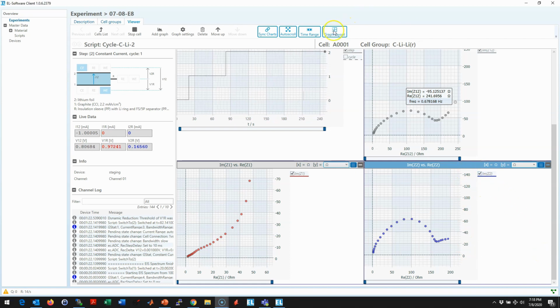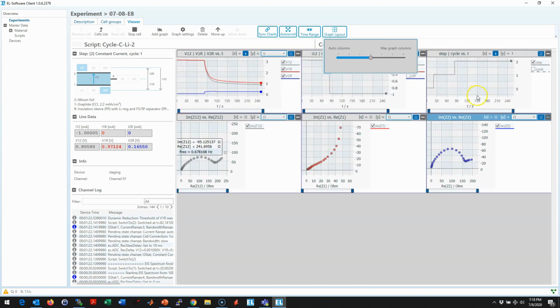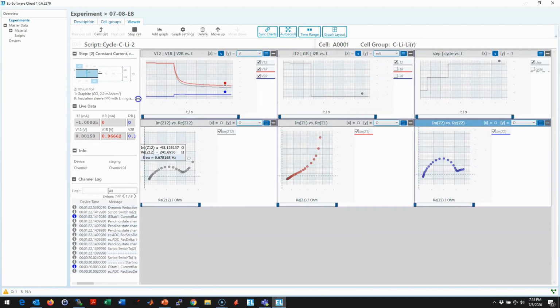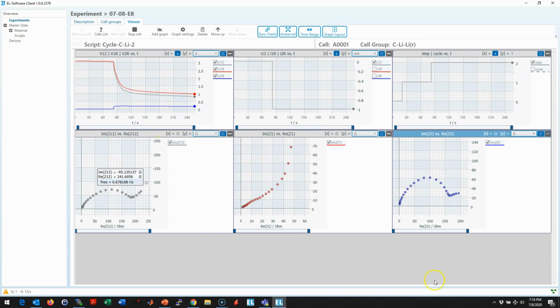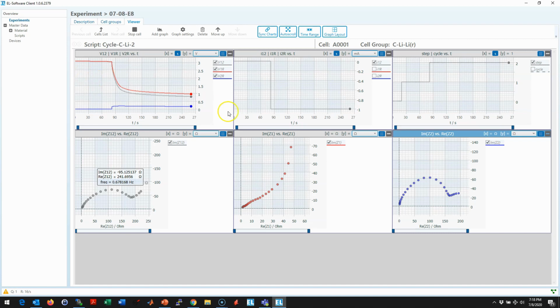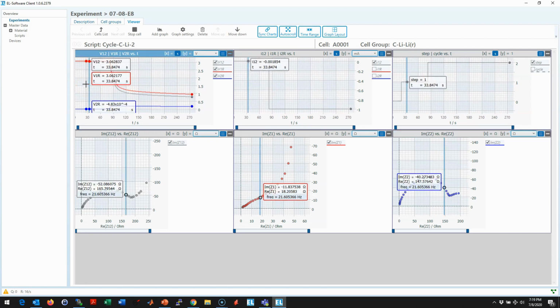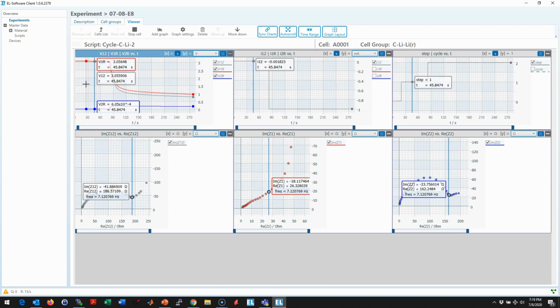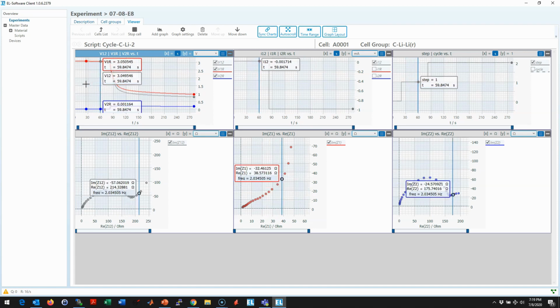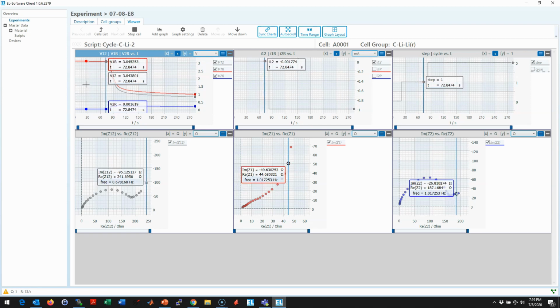We change the graph layout in order to see all the diagrams like that. And that way you can use a much bigger screen and show many diagrams side by side. With the cursor you can go through one diagram and see the corresponding change in the other diagrams. So the diagrams are linked time-wise.